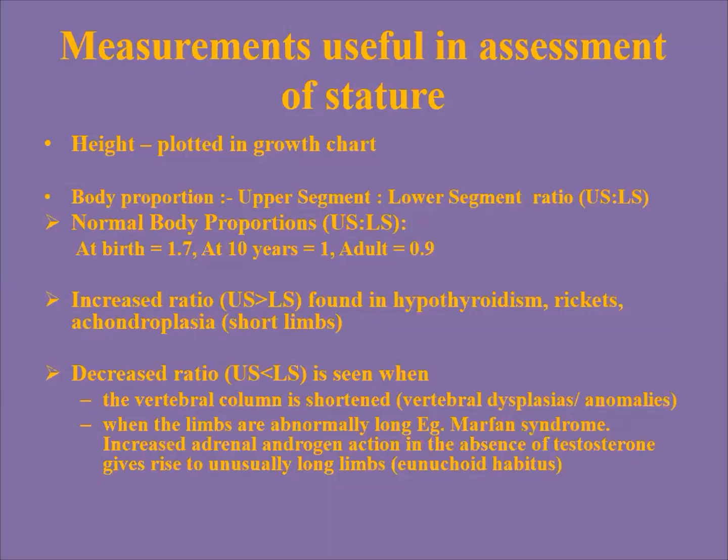Decreased ratio, which means the upper segment is smaller than the lower segment, is seen due to two causes. One is when the vertebral column is shortened due to some disease or disorder of the vertebra, like vertebral dysplasia or anomaly. The other is when there are longer lower limbs. When the limbs are abnormally long, for example, in Marfan syndrome, the proportion changes. There's another condition where the adrenal androgens are more active than the testosterone in boys, which gives rise to long limbs. This is called eunuchoidal habitus.